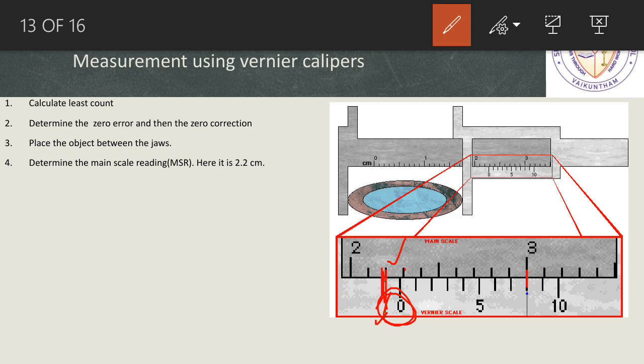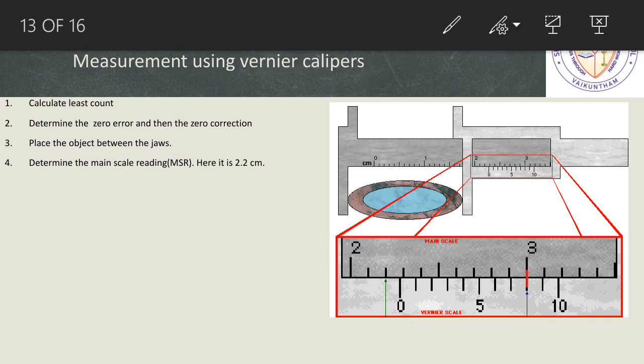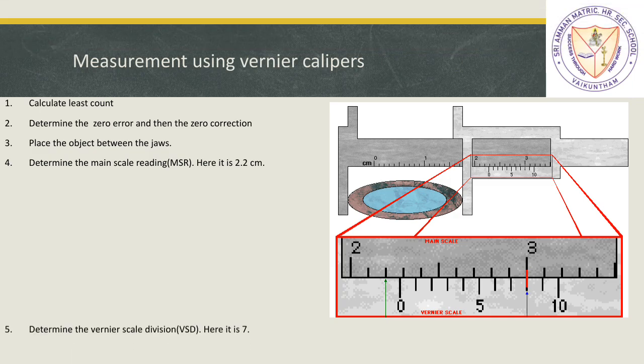Therefore, the main scale reading is 2.2 centimeter. It cannot be 2.3 because the 0 of the vernier scale did not cross 2.3. It has crossed only 2.2. So you can write it as 2.2 centimeter.